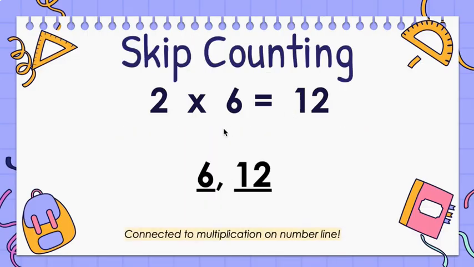For skip counting, we're going to be skip counting with the same equation, so we would need 2 times to skip count. So we have 2 lines drawn, so we remember. And each skip count is going to be worth 6. And our total or product is 12. Skip counting is actually connected with multiplication on the number line and is really helpful for students.